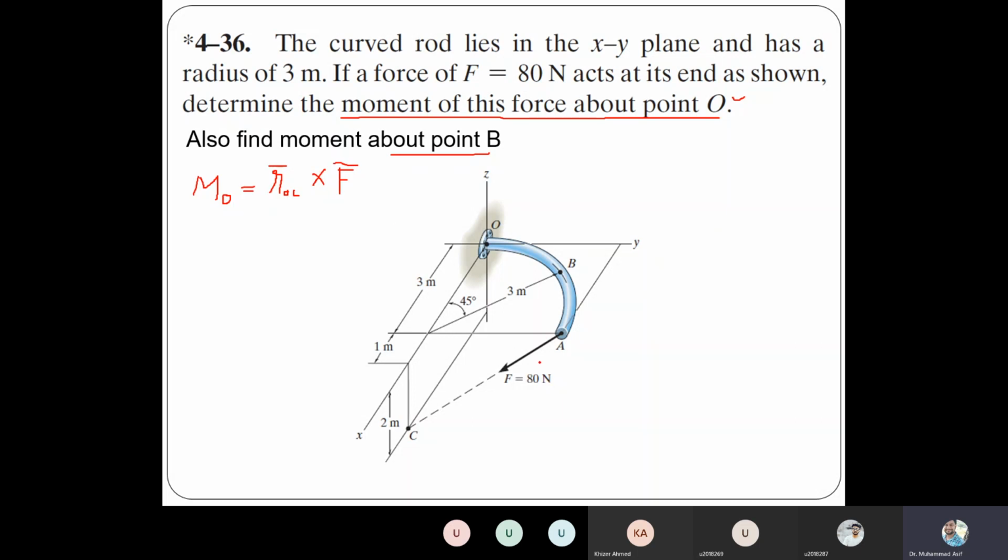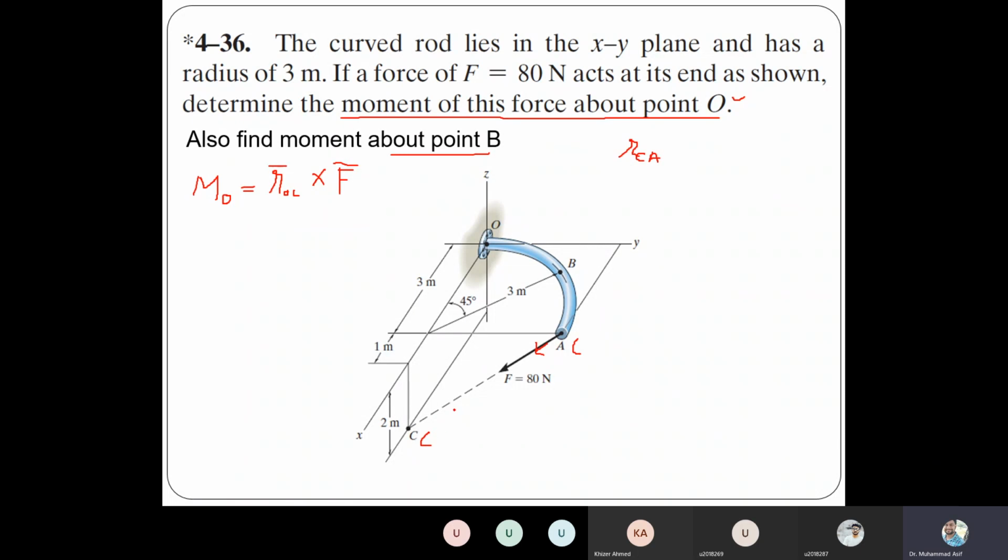How can we get a force vector? This force is a numerical value. How can we convert this numerical value into a vector first? We need a unit vector here. We cannot directly get a unit vector; we need a position vector first. Let's say the position vector CA. To get the position vector CA, we need the coordinates of A and the coordinates of C.